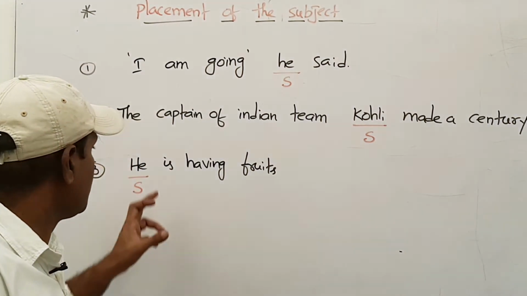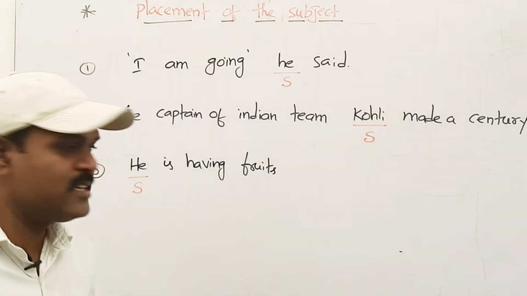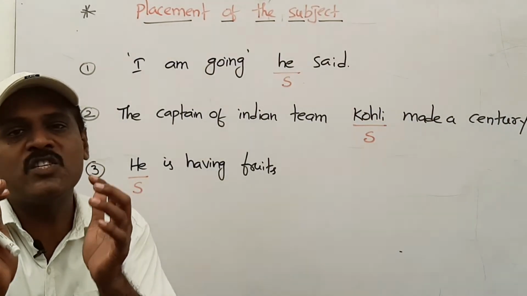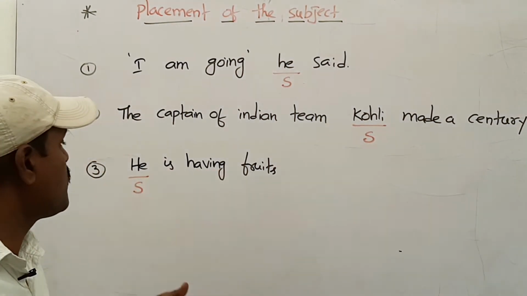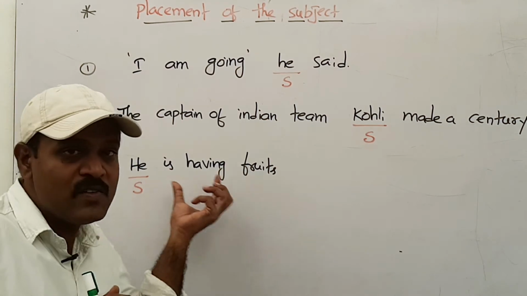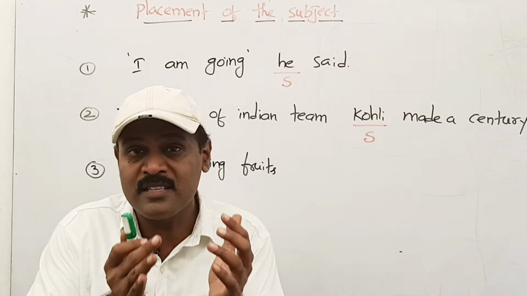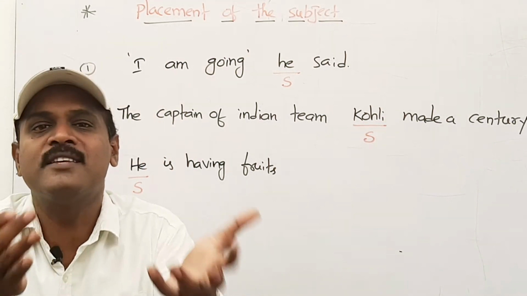Third one, he is having fruits. Generally, in most cases you can see a sentence like this. The subject is generally at the start. At the start of the sentence, we have the subject like this. He is having fruits. He is the subject, is having is the verb, and fruits is the object. You know, in imperative sentences, generally the subject is implied, like you. Understand? That means you understand.